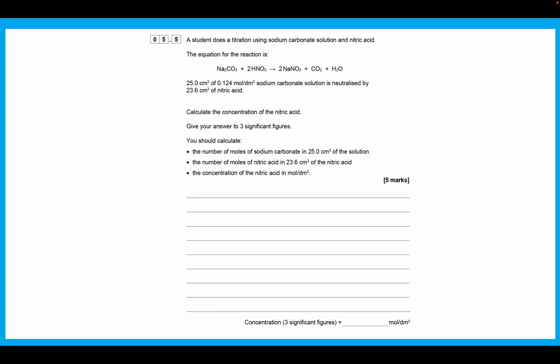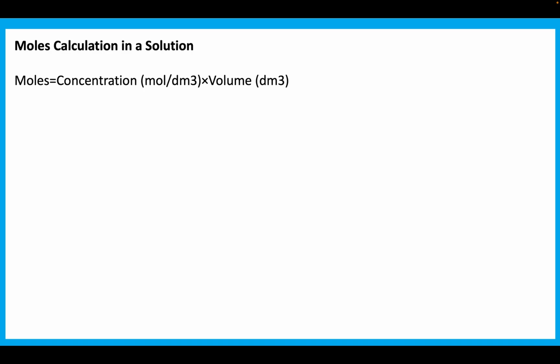You should calculate the number of moles of sodium carbonate in 25.0 cubic centimeters of the solution, the number of moles of nitric acid in 23.6 cubic centimeters of the nitric acid, and the concentration of the nitric acid in moles per decimeter cubed. 5 marks. To answer this question, we will need to recall the formula for moles calculation, which is moles equals concentration times volume, where concentration is measured in moles per decimeter cubed and volume in decimeters cubed only.